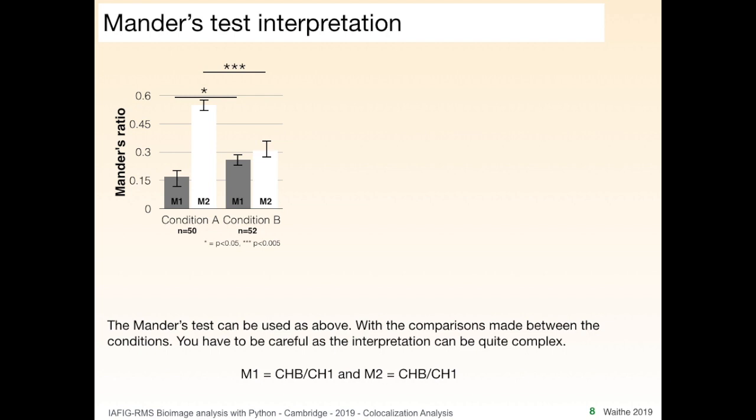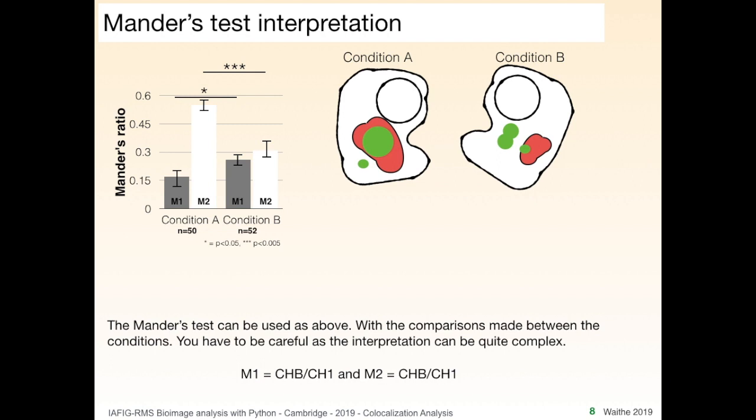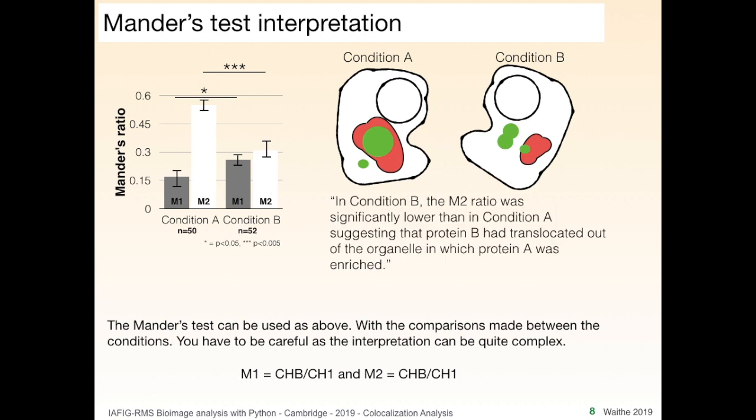So probably channel 2 has far fewer pixels in total, so the shared aspect of that is a much larger proportion. And then when we get to condition B, we're seeing that almost a third of channel 1 is also overlapping with channel 2, and a bit more than a third of channel 2 is also overlapping with channel 1. So this is a visualization to show approximately what that would look like. And then we get a statement like this: in condition B, the M2 ratio was significantly lower than in condition A, suggesting that protein B had translocated out of the organelle in which protein A was enriched.